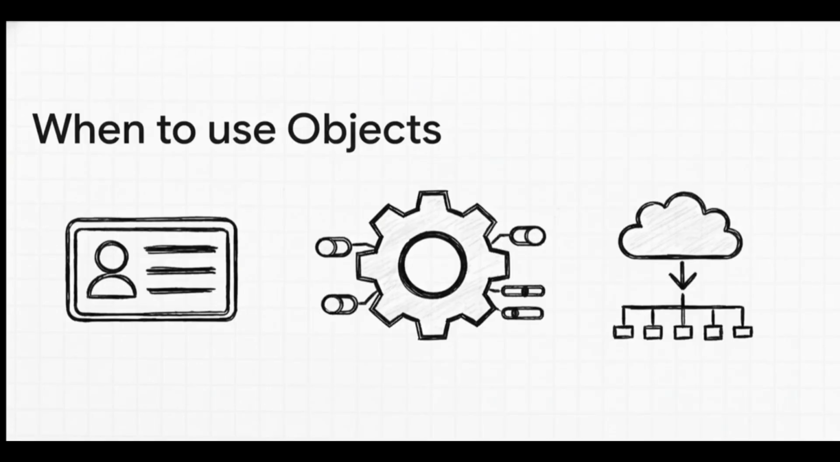So objects are perfect anytime you're trying to model a single entity that has a bunch of different properties. A user, a product, a car, anything like that. They're also amazing for things like configuration files or for making sense of all that complex JSON data you get back from an API.